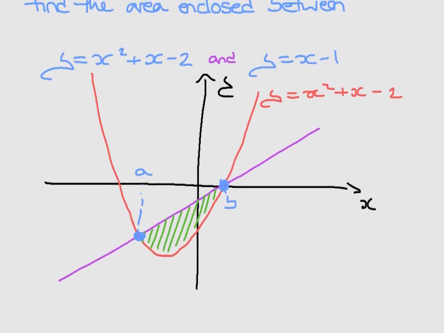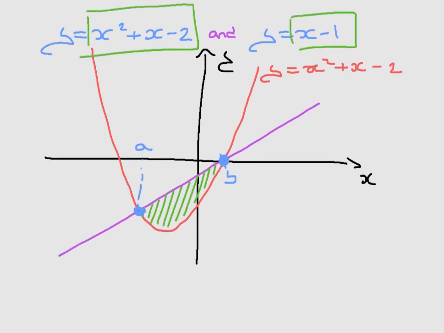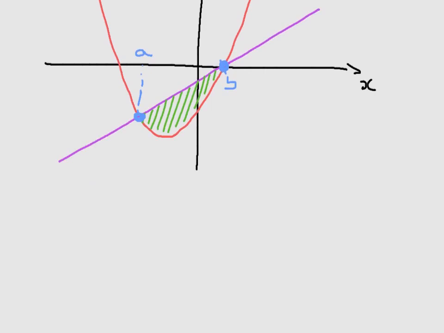To do this, we have to focus on the two right-hand sides of the curves' equations. What I mean by that is, I'm going to focus for a second on x squared plus x minus 2 and x minus 1. And our step 1 is going to be to solve x squared plus x minus 2 equals x minus 1. Solving this equation will lead us to the two x values at which the two curves intersect.